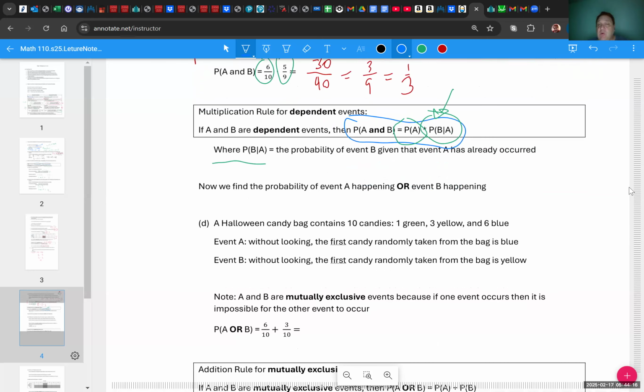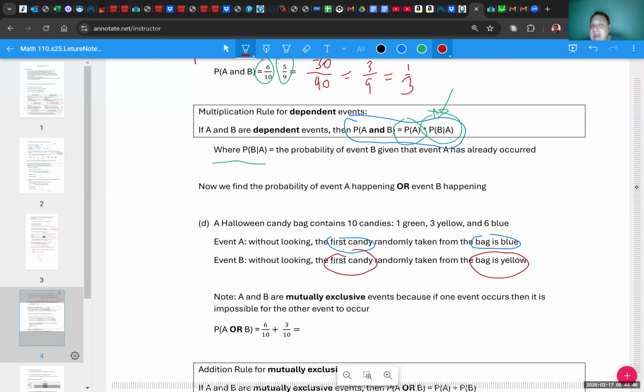So go back to my Halloween candy bag. I got 10 candies, 1 green, 3 yellow, 6 blue, same as before. Let's say event A: again, we pick a candy out, and the first candy randomly taken is blue. Event B is the first candy taken is yellow. I didn't say second candy. Event B says first candy also.